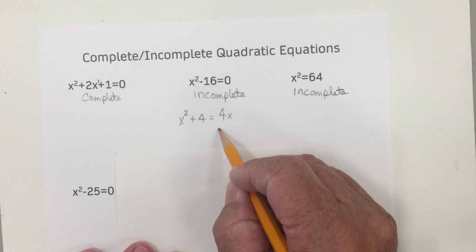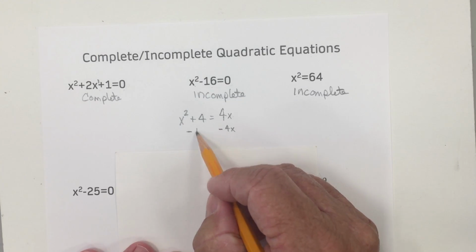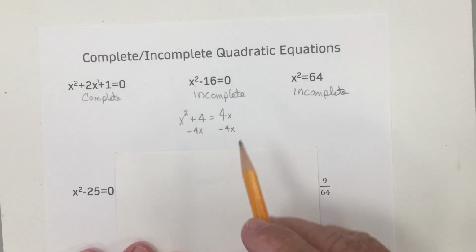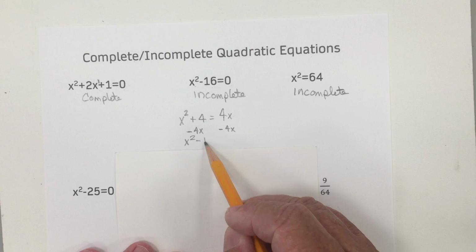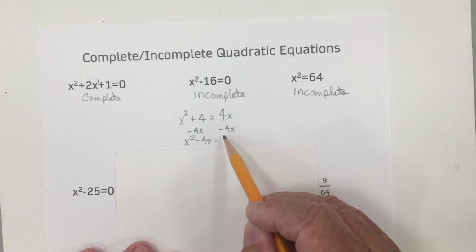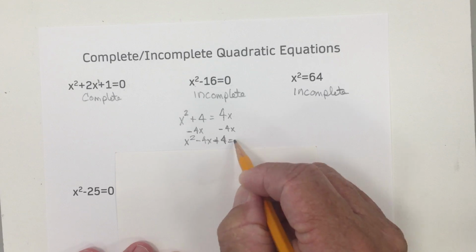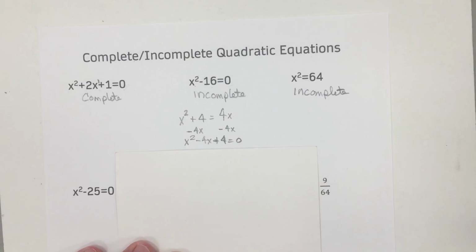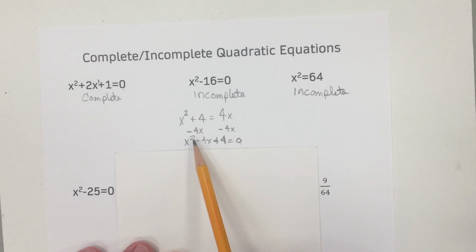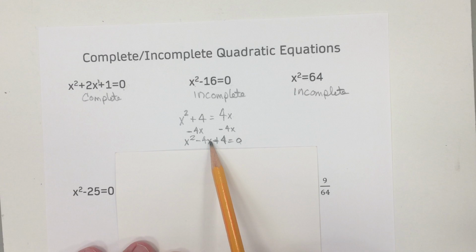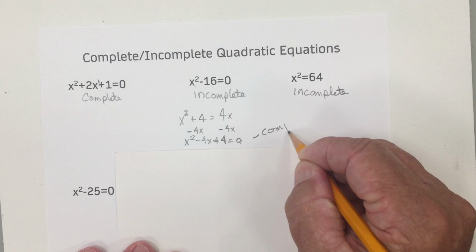So we're going to have to take 4x away from this side, take 4x away from this side, all right? And so now we have x squared minus 4x plus 4 equals 0. So it's equaling 0 just like our first template over here. And we see we have a second power and a first power. So this one is complete.